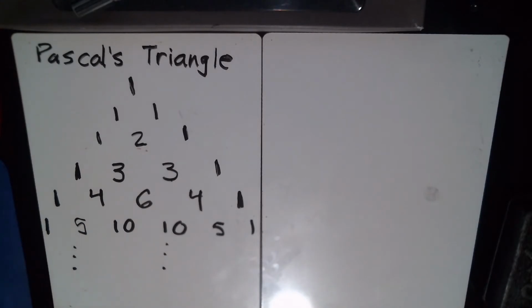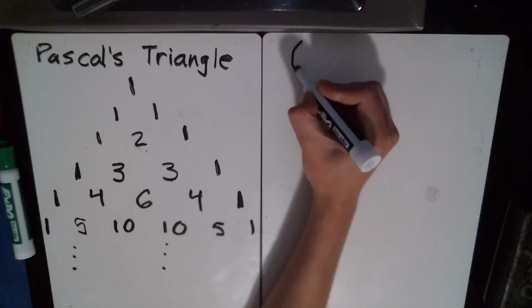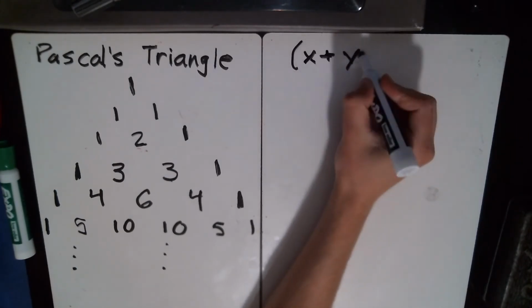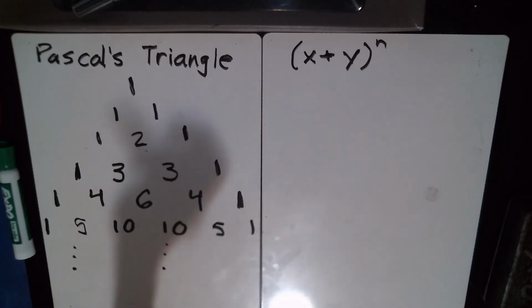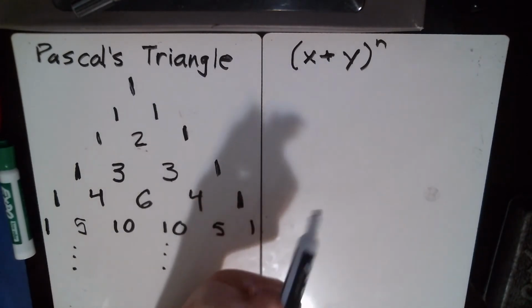Okay? Well, it turns out this triangle is really helpful when we're trying to expand out powers on binomials. So binomials have two terms in them. So something like x plus y to the n power. If we're trying to expand this out, distribute it all out, we wonder kind of what it will look like. Okay? Well, essentially, Pascal's triangle tells us what it will look like.